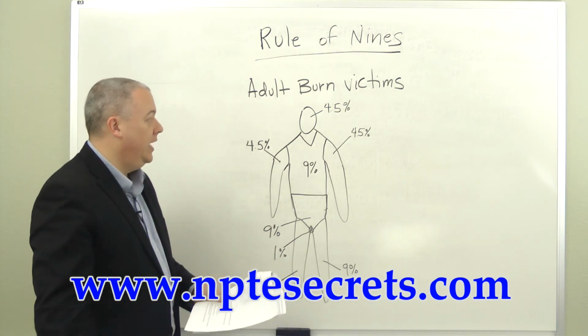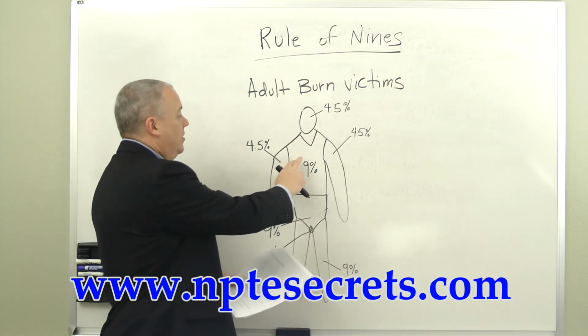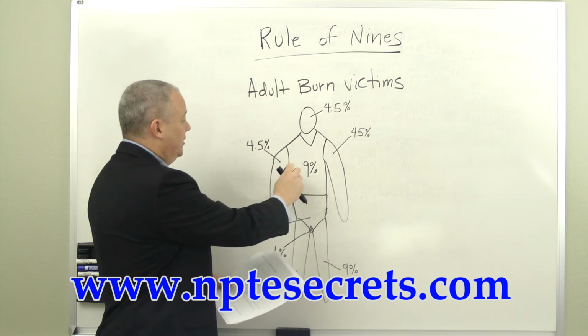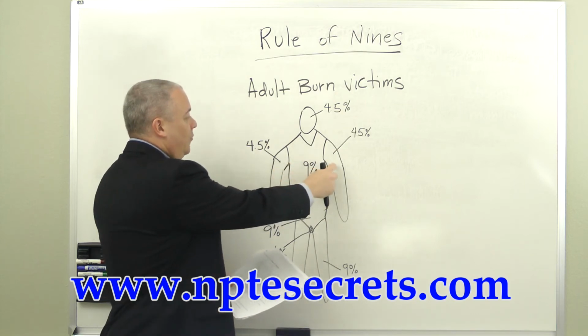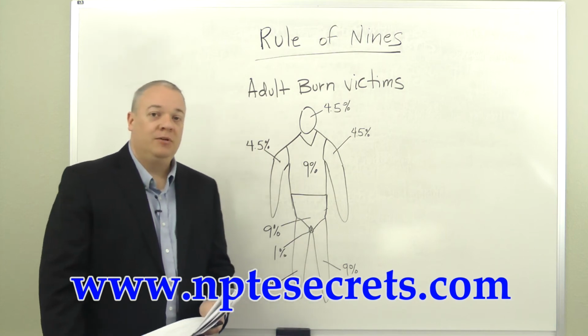And you can do this for any amount as you look at the patient. So let's say their chest was burned and the front of both arms was burned. 9% for the chest, 4.5 plus 4.5 is another 9%. 18% of the body received burns.